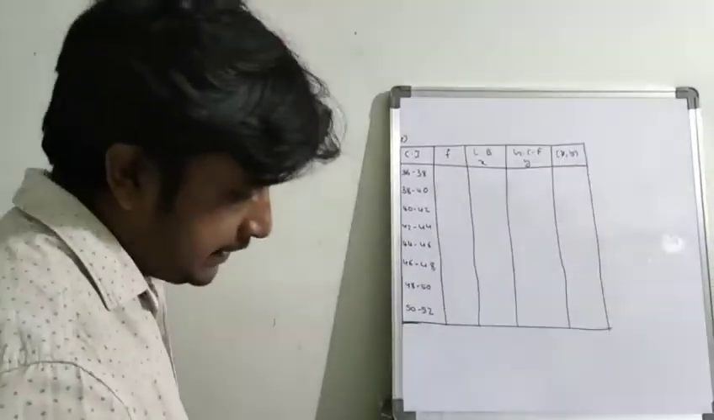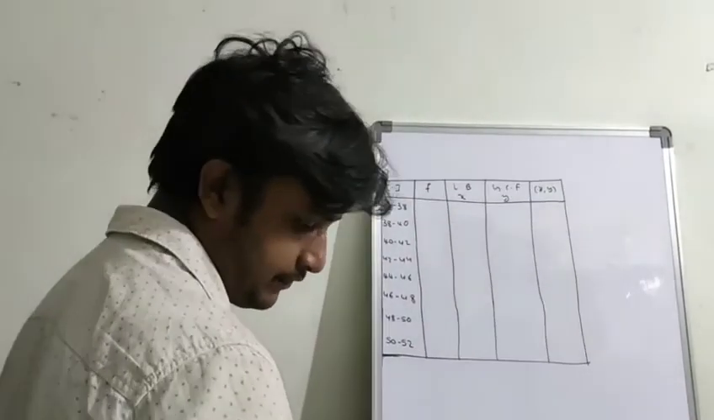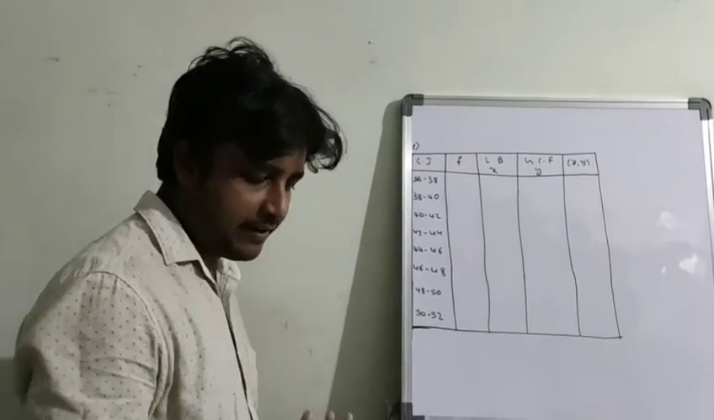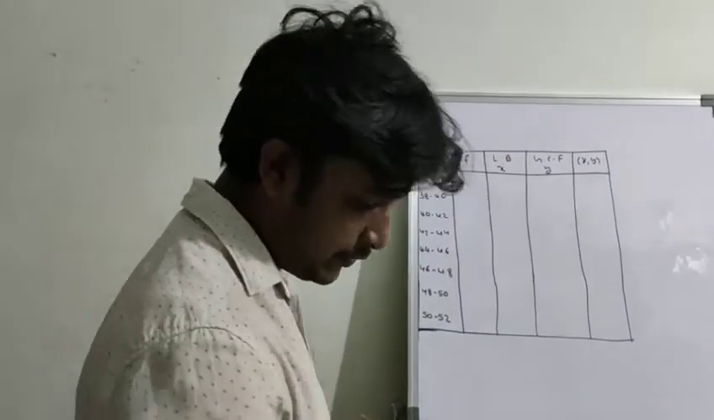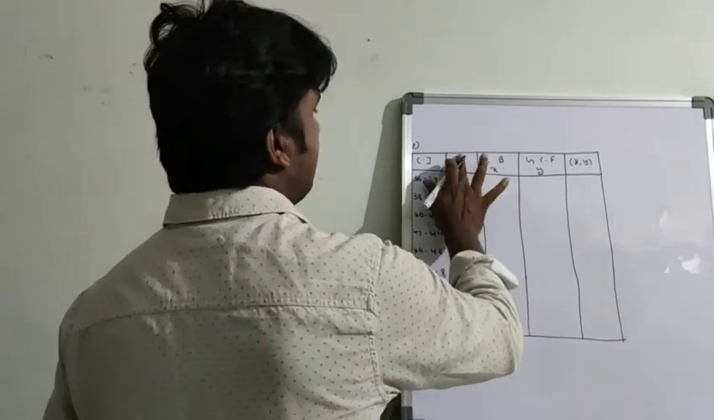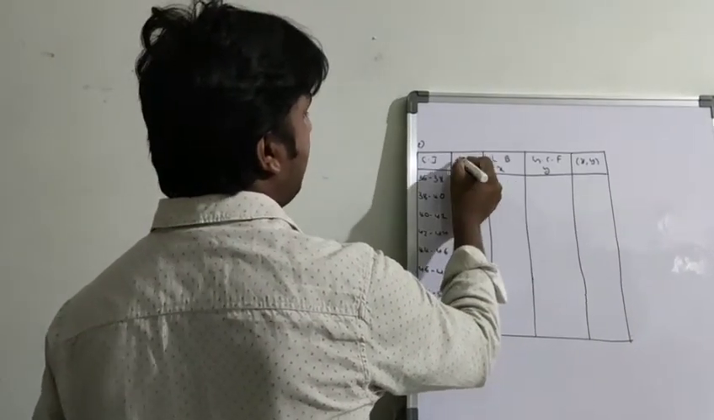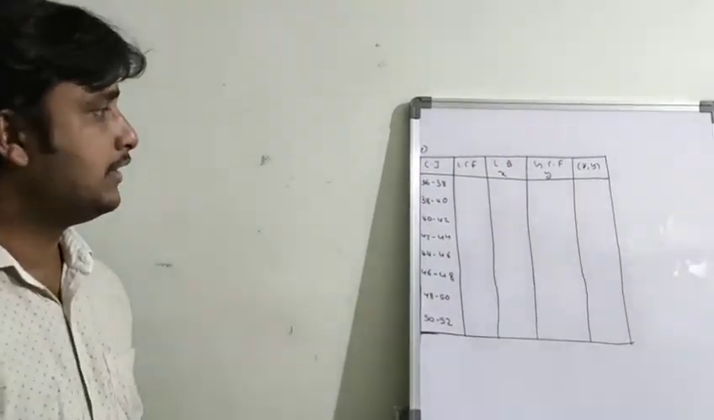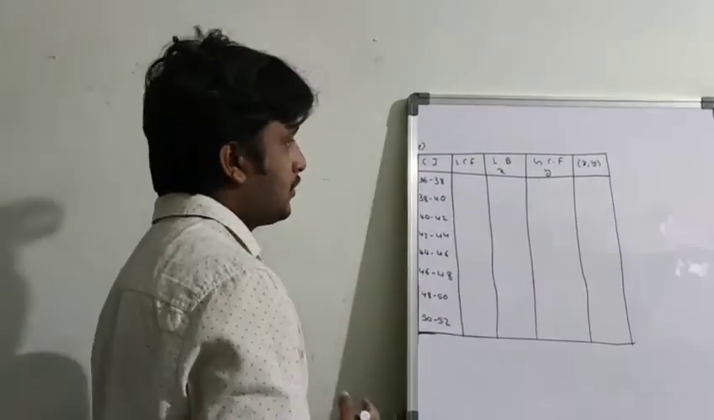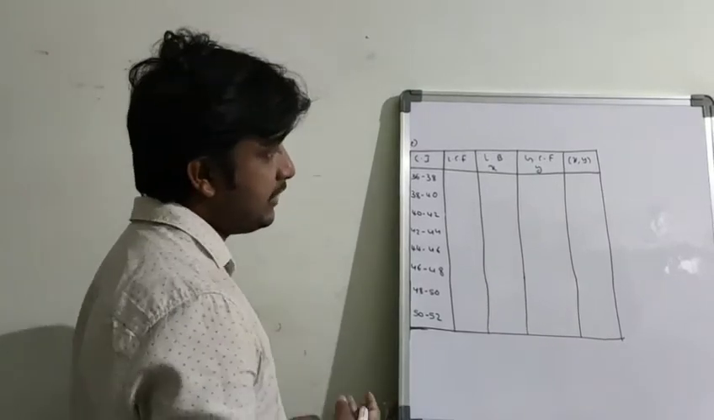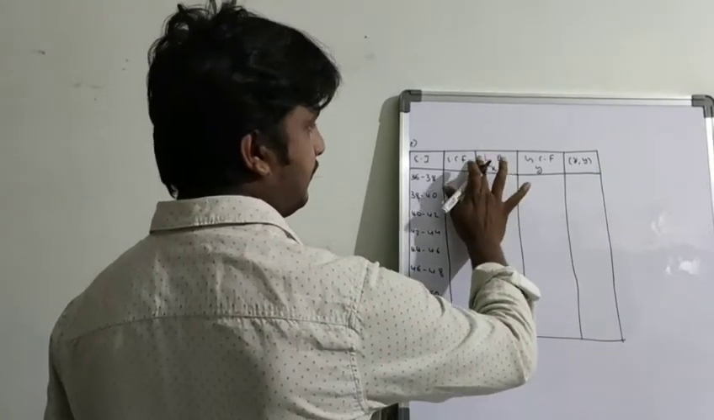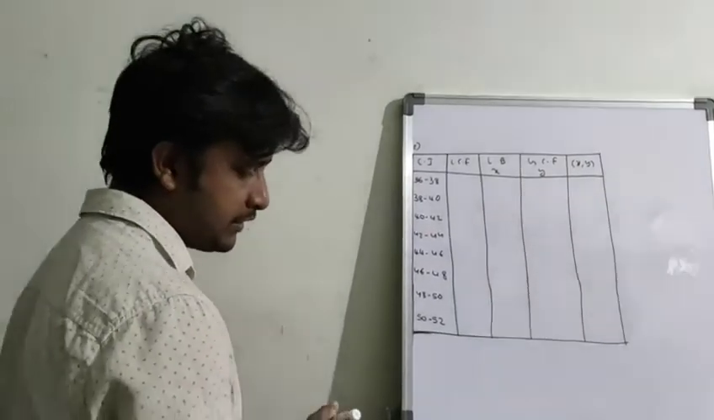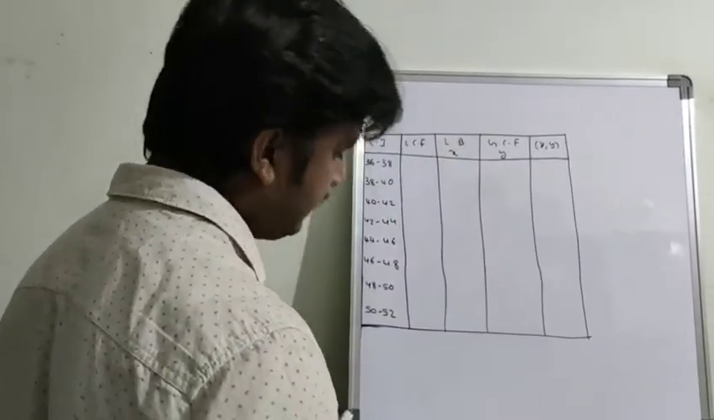So frequencies: the number of students given is 0, 3, 5, 9, 14, 28, 32, 35. This is the given less than cumulative frequency. From this less than cumulative frequency, we have to find the frequencies, and from the greater than cumulative frequency, we have to do all the things. Wait a moment, there is a small change.